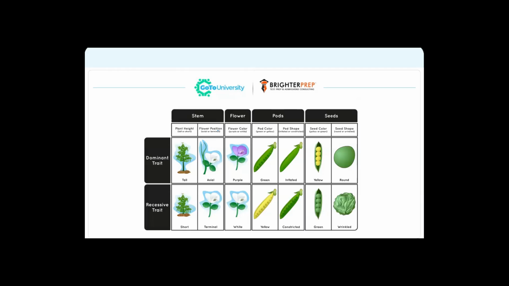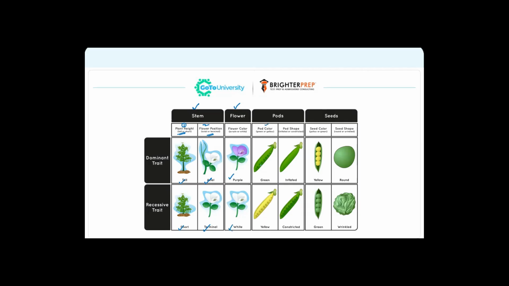So here we have the diagram of that. He took the stem, with plant height as a character, and flower position. These are the first two characters. Plant height means tall and short. Now for flower position, he considered the axial position and the terminal position. Then the flower color was studied: he took two differently colored flowers, purple and white.